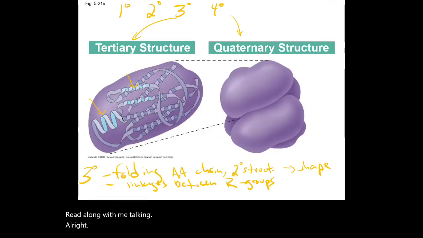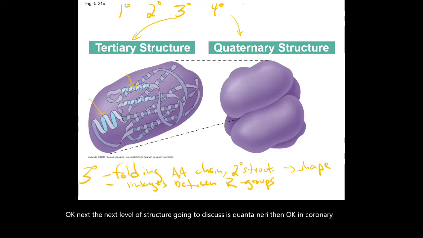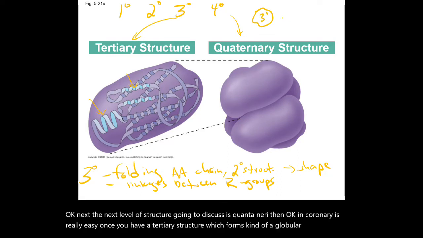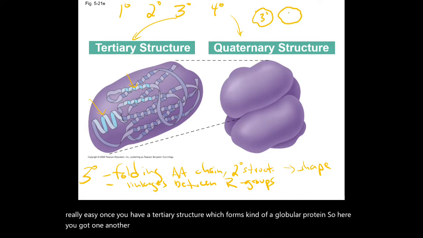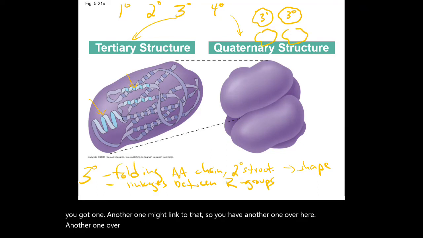Okay, next, the next level of structure we're going to discuss is quaternary then, okay? And quaternary is real easy. Once you have a tertiary structure which forms kind of a globular protein, so here you got one, another one might link to that. So you have another one over here, another one over here. A lot of times it's 4, but not always.